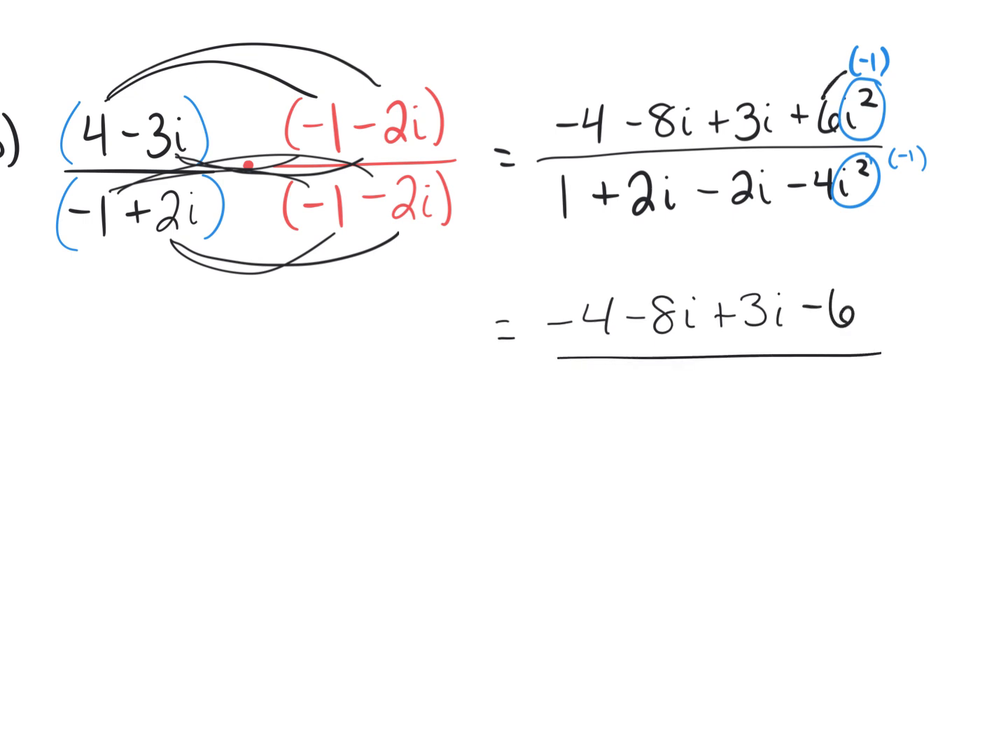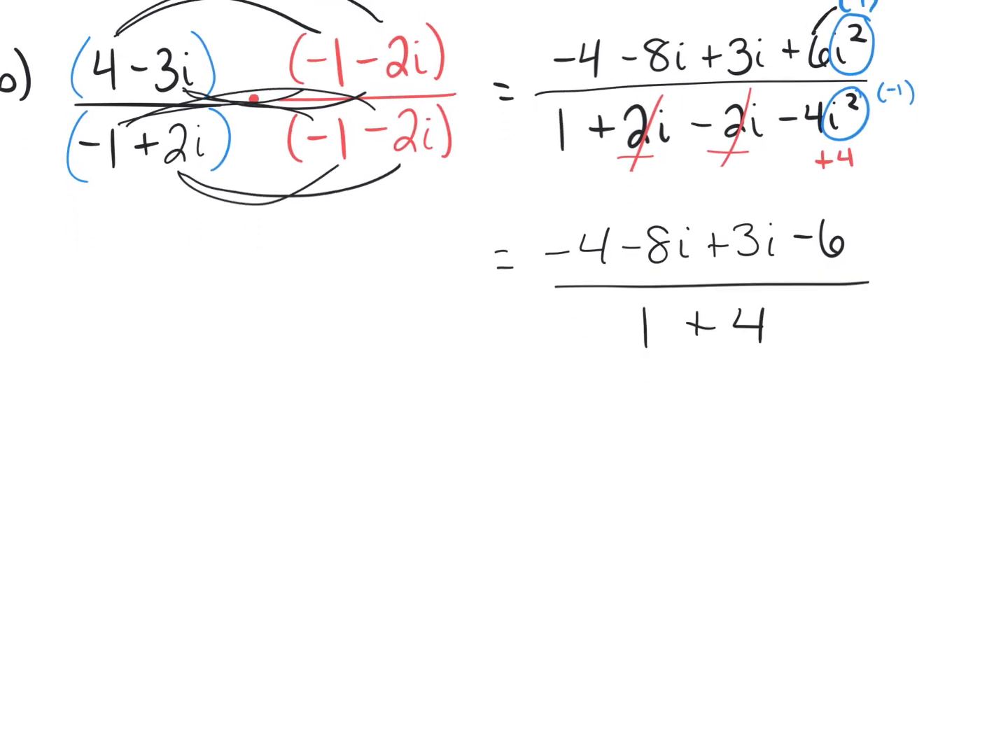Let's focus on the bottom. What happens on the bottom? What happens right here? Okay, this turns to a positive 4. Good. What happens to these right here? Yep. Should that happen every time? Yes. So here I have 1 plus 4. Are we done? No. See if you can simplify.